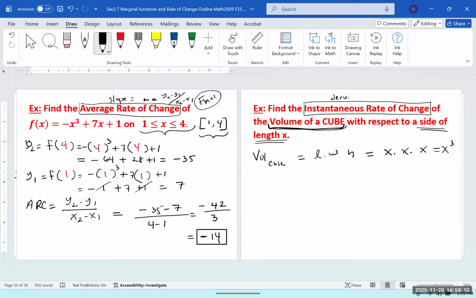No, it's 3x. No, like first time, bro. The first time. Yo, wallahi, I said like. So our volume is x cubed.